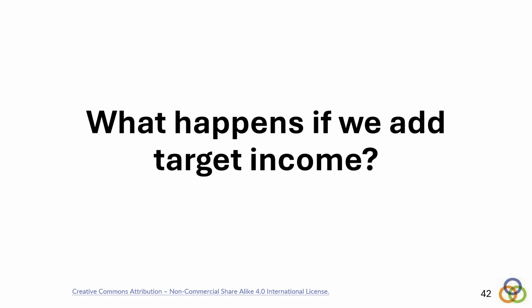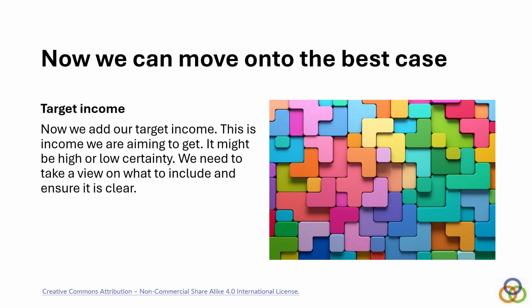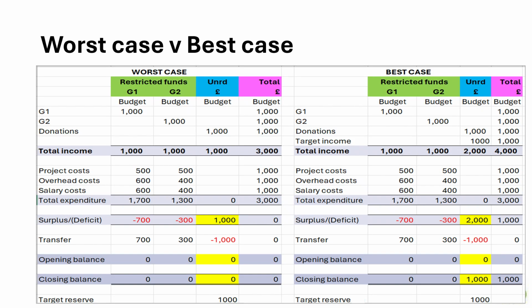What happens if we add target income? What happens if we move on to our best case? If we add target income, this is the income we are aiming to get. It hasn't been secured. It could be really high certainty or really low certainty. And let's take a view as an organisation on what we're including, and then we know the risk profile. And in this example, our worst case still has 3,000 in, 3,000 out, with no reserves at the end.